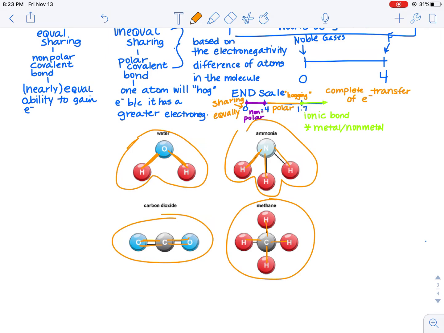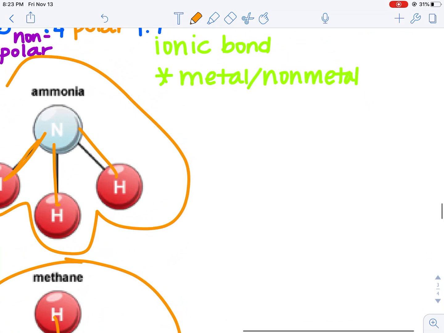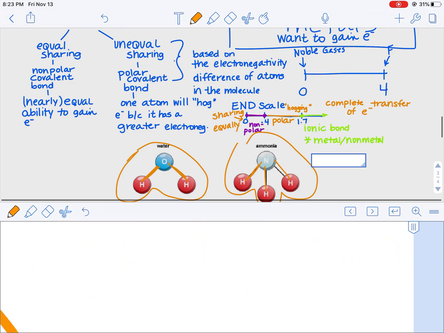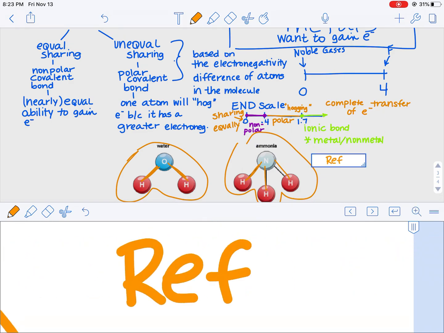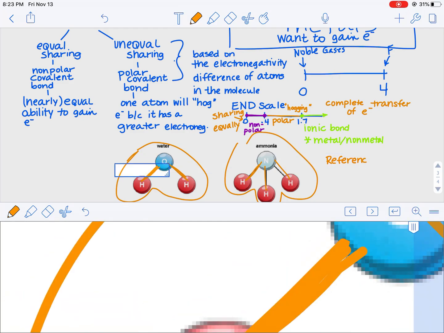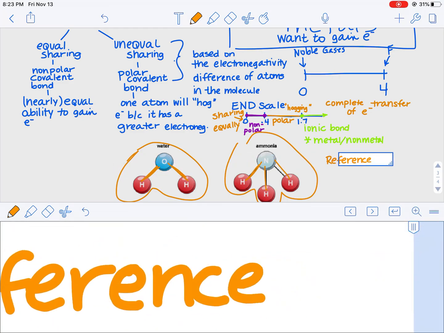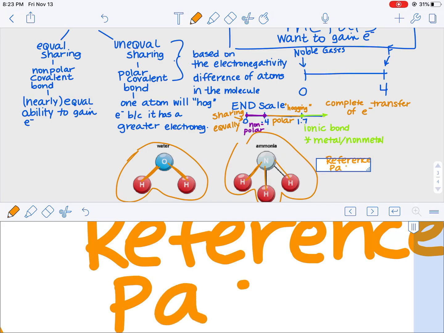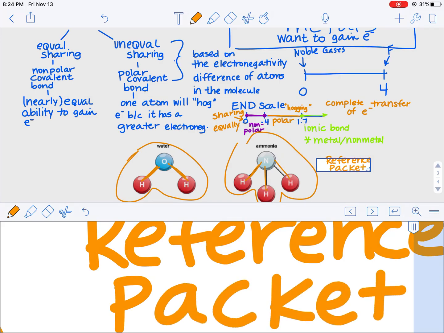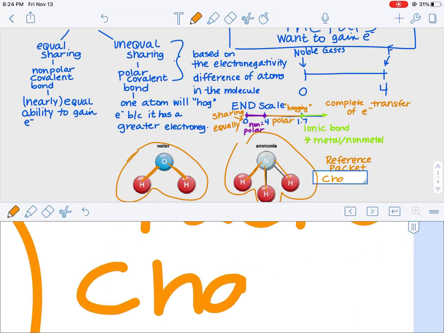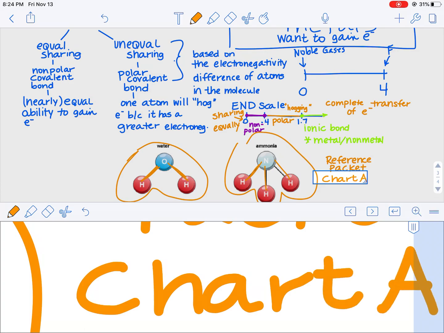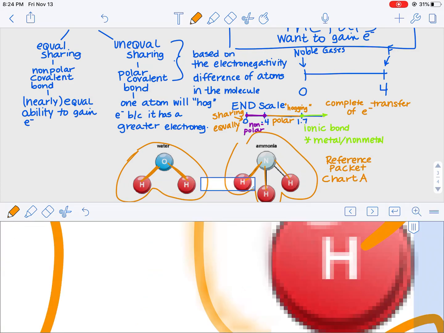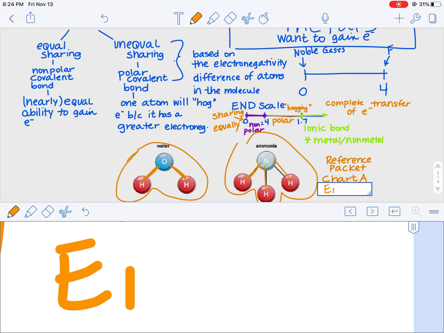How do I know if they're shared equally or not? You have to go to your reference packet. The reference packet, chart A, or table A, gives you the electronegativity values.